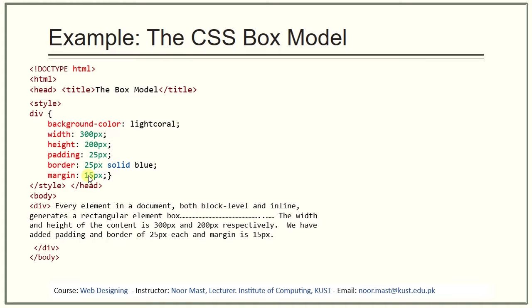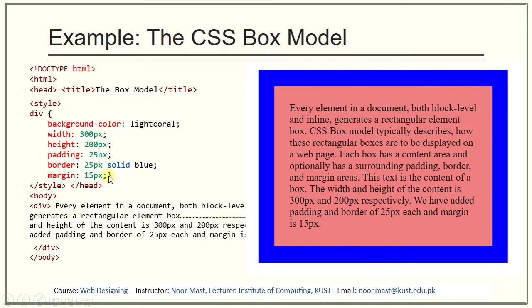So the output of these codes will be something like this one. So the text represents the contents area, and this spacing around the text represents the padding area, while outside the padding we have the border, which is represented in blue color, and then outside the border there is a margin of 15 pixels, which is a transparent white area.